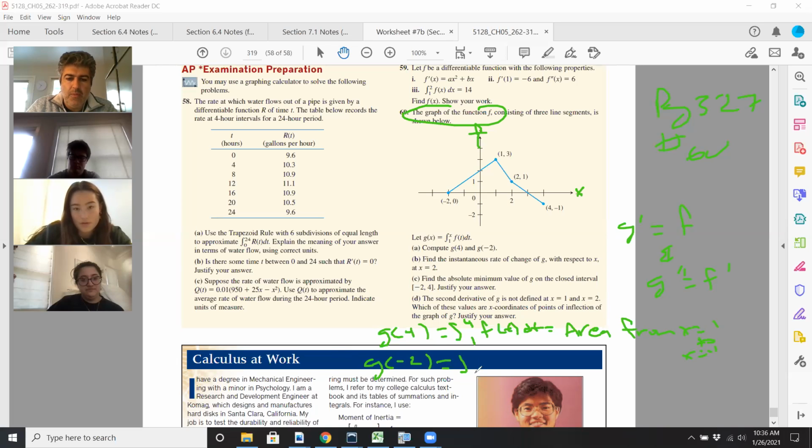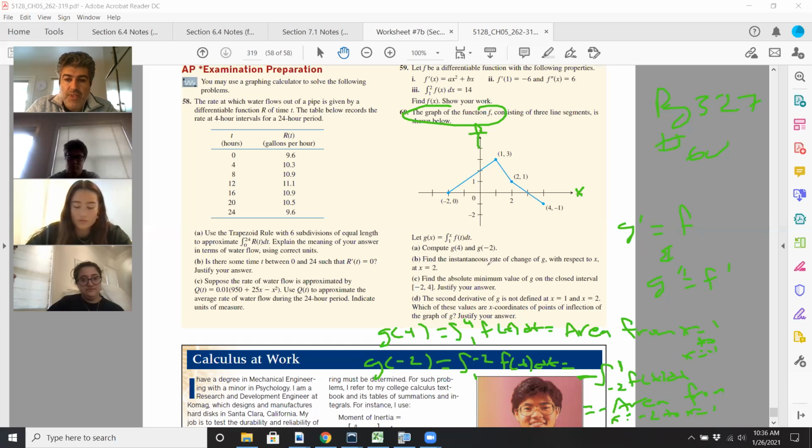Also being asked to find g of negative 2. So you get to integrate from 1 to negative 2 of f of t dt. So you may want to actually reverse the integration, just so you know. Go from negative 2 to 1, and there's a negative right there, of f of t dt, and then find that area from negative 2 to 1. So it's going to equal the negative area from x equals negative 2 to x equals 1. So that's all part A.